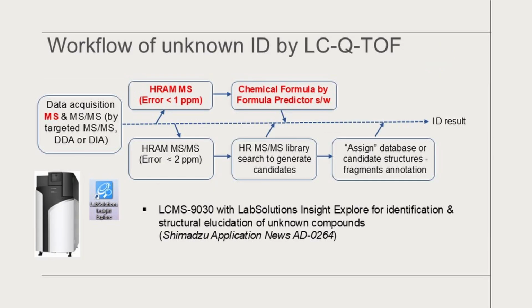LC-Q-TOF has been widely used in identification of unknown compounds in various samples like natural products, etc. A general workflow for identification of unknown compounds by LC-Q-TOF begins from data acquisition to acquire full scan MS as well as MSMS data by targeted MSMS mode or by DDA or DIA mode. Data analysis includes HRMS spectral analysis and MSMS spectral analysis, both of which support the final identification of unknown components. This video focuses on the roles of Formula Predictor in identification of unknown compounds.